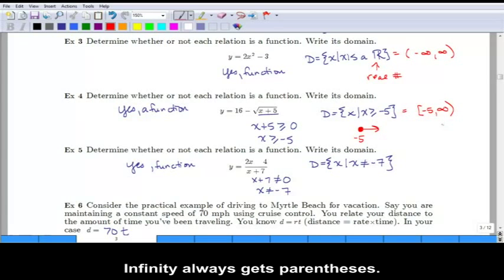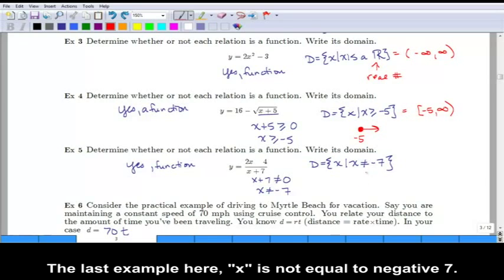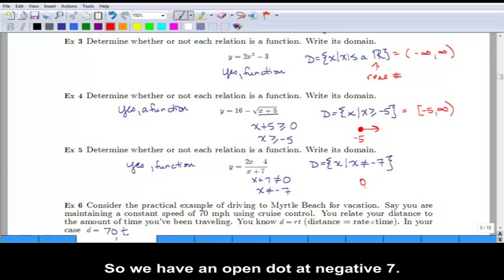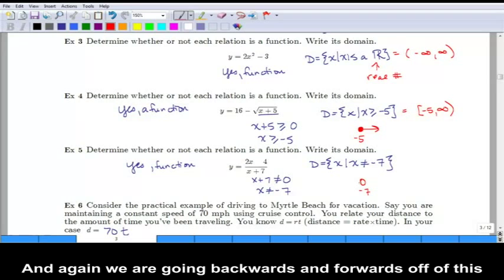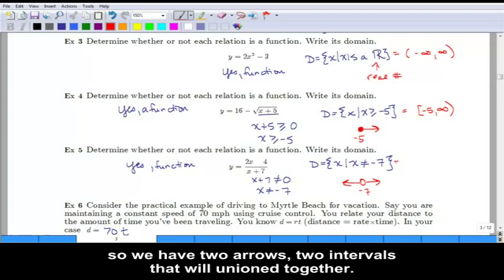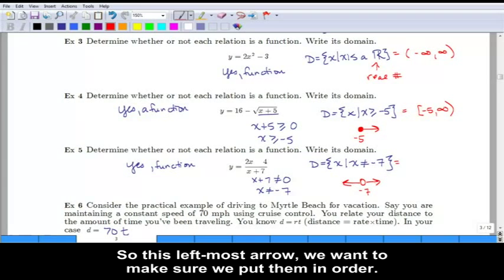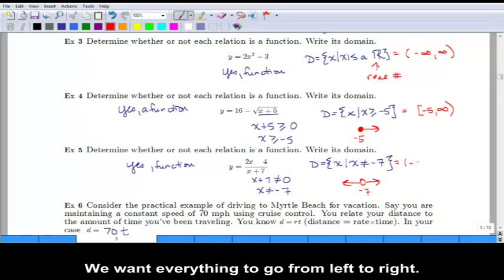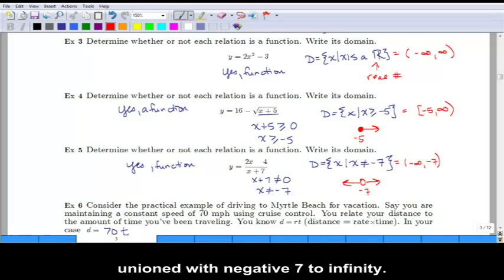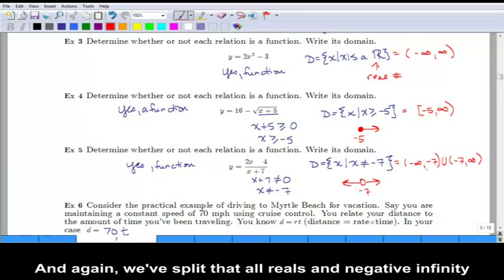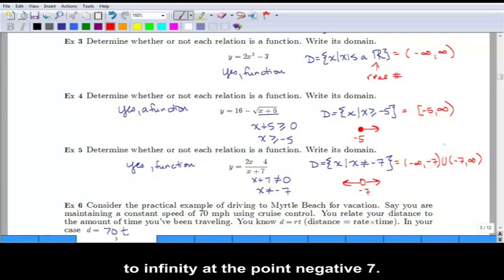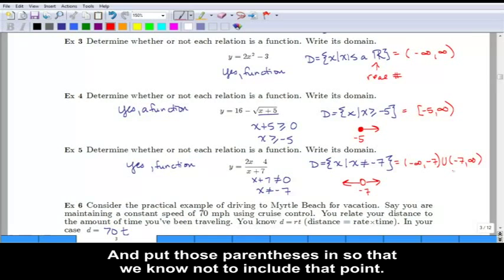Infinity always gets parentheses. The last example here, x is not equal to -7, so we have an open dot at -7, and again, we're going backwards and forwards off of this, so we have two arrows, two intervals that will be unioned together. We want to make sure we put them in order, going from left to right: -infinity to -7, unioned with -7 to infinity. And again, we've split all reals, negative infinity to infinity, at the point -7 and put those parentheses in so that we know not to include that point.